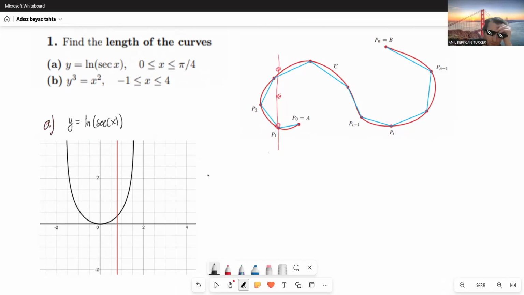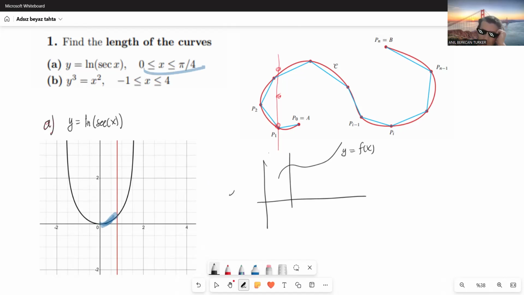By the way, you don't have to draw the graph, but we want to understand what's happening. We don't know the formula, but we can derive it. Assume that you have some function graph like this. We are only concentrating on this length of this curve, between the boundaries A and B. So we are going to calculate the length of this curve.